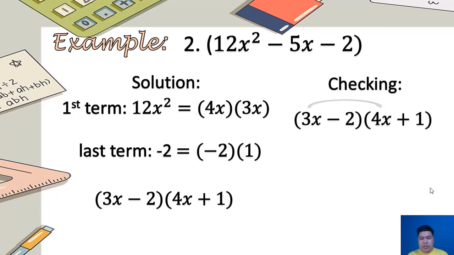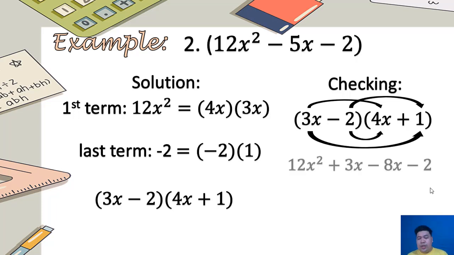So in the FOIL method, just remember, 3x multiplied by 4x, we have 12x squared. Negative 2 multiplied by 1, we have negative 2. Next, 3x multiplied by 1, we have 3x. Then negative 2 multiplied by 4x, we have negative 8x.